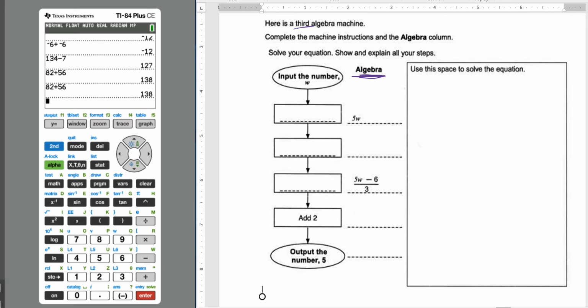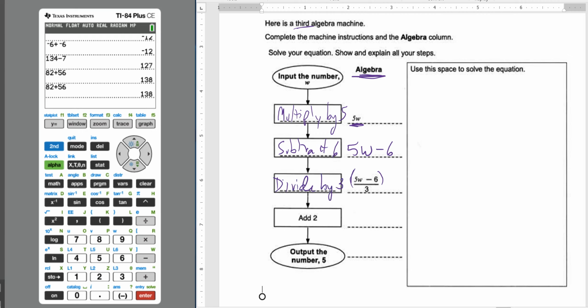So the first thing we did to W was 5W, which you should be able to see we multiplied by 5. Okay. It doesn't tell us what we did here, but we could see that 2 steps later, the 5W minus 6 was divided by 3. So we have to assume that in this step, we subtracted 6, because after that, we divided by 3.